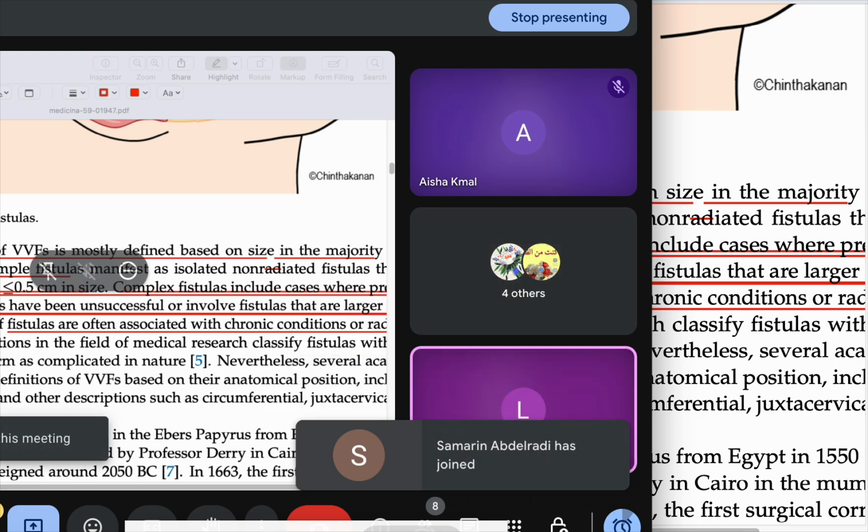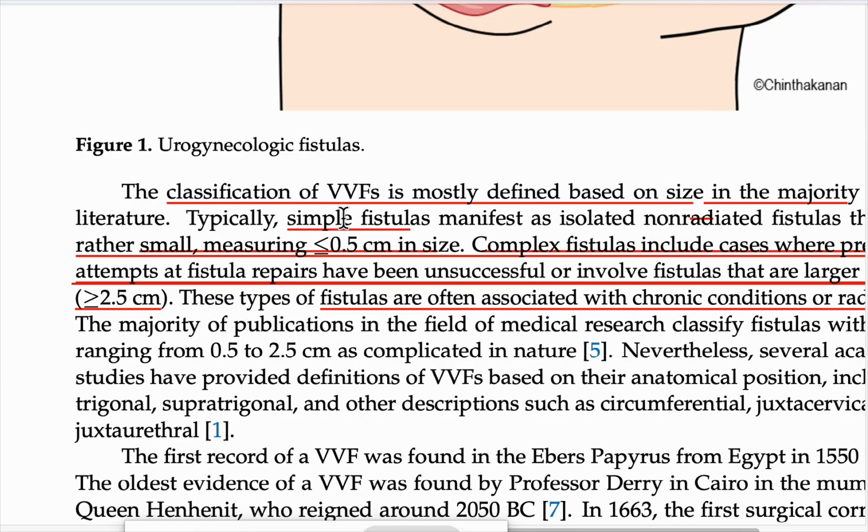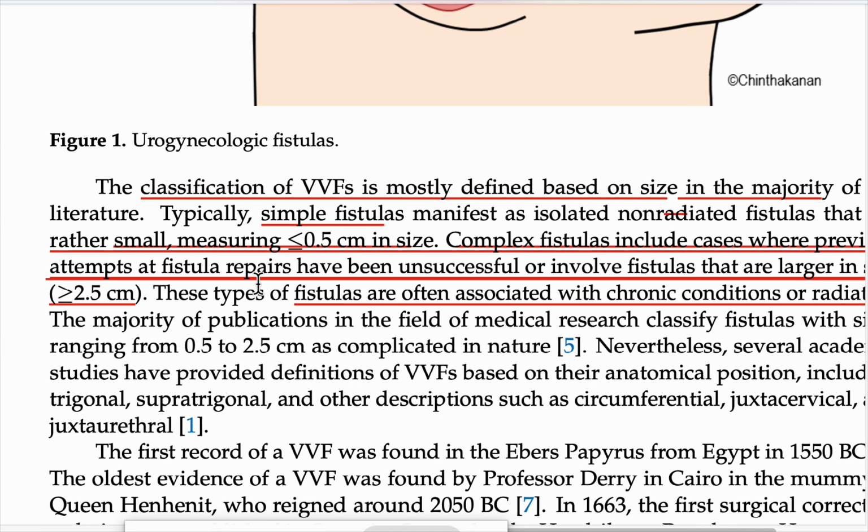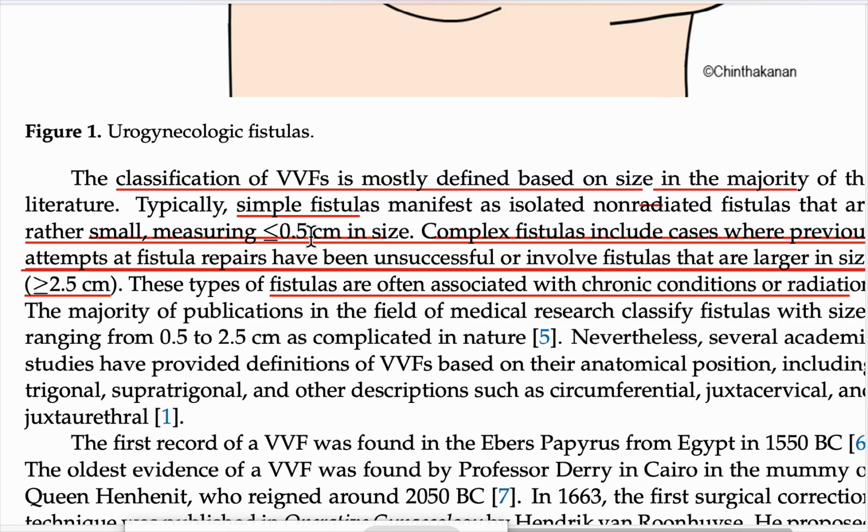So what is the classification of VVF? It depends upon the size. In the majority there will be a simple fistula. Simple fistula means non-complicated. It will be less than 0.5 centimeter in size. These are called simple fistulas.